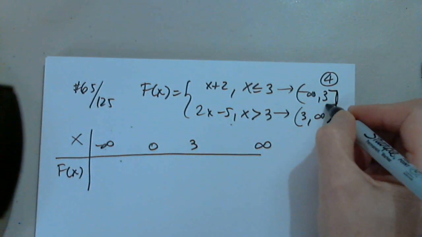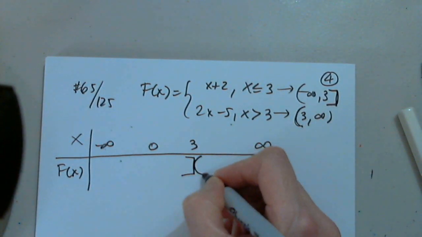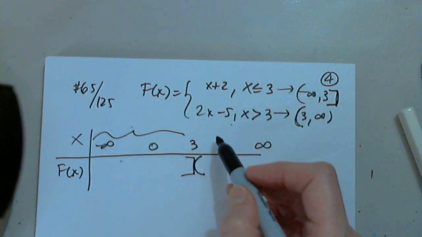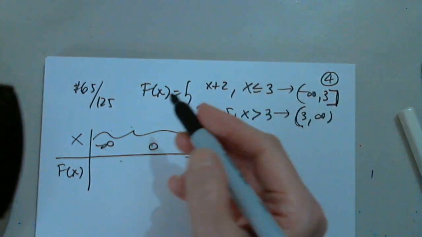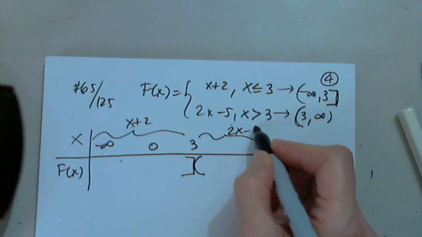And remember, this is the bracket and the parenthesis, and they have to touch, and they have to be exactly under 3. This piece is for less than 3, so I use x plus 2, and this piece for greater than 3, so I have 2x minus 5.